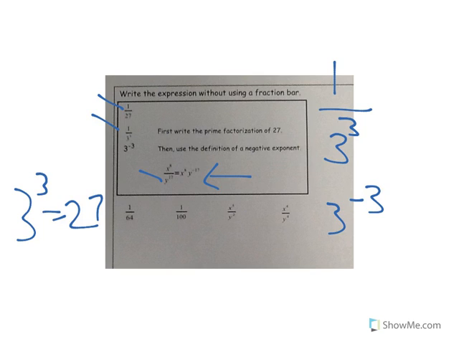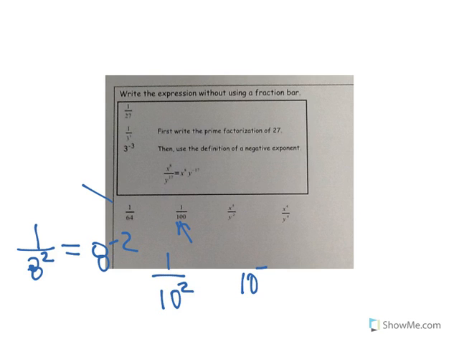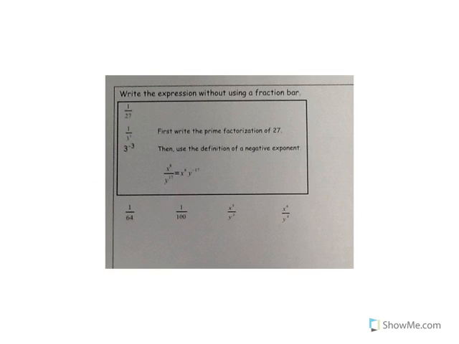So in this case here, we know that 64 is 8 to the second power. So this is going to be 1 over 8 to the second power. So that's going to be equivalent to 8 to the negative second power. For here we know 100 is 10 to the second power. So that's going to be 10 to the negative second power.